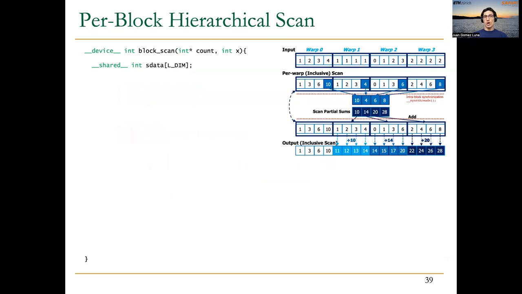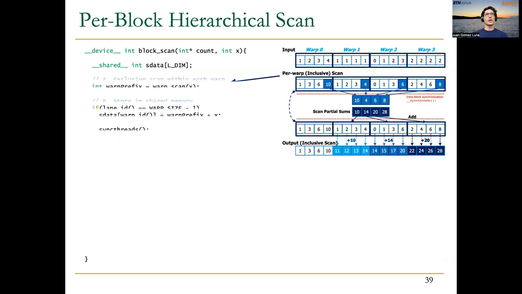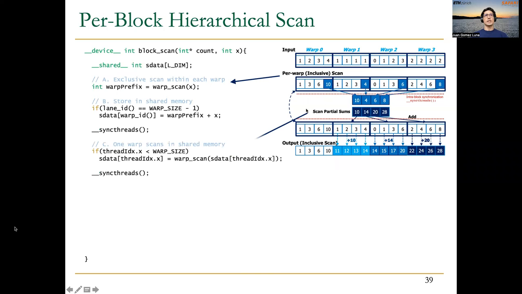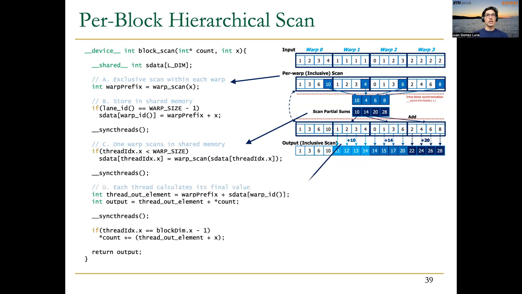So now, how do we integrate this warp scan into the block scan in this hierarchical approach? We first of all do the first step, per warp inclusive scan, using the warp scan device function that we explained in the previous slide. And then after that is done, we store in shared memory the partial reduction results that we have to scan in the next step. In this step, one warp scans in shared memory, again using warp scan, because we can use exactly the same device function that we used in the first stage. And after synchronizing, each thread can calculate its final value by performing this final addition.